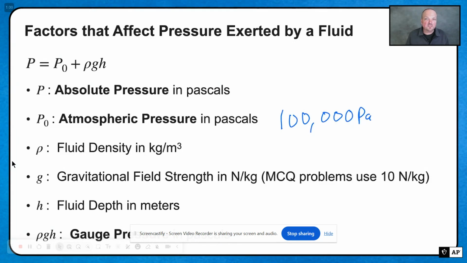Rho is the fluid density in kilograms per cubic meter. Gravitational field strength g is in newtons per kilogram. For MCQ problems, we just always assume that we're on Earth, so we're going to use about 10 newtons per kilogram. The h is the depth under whatever fluid you're talking about. And then finally, rho g h is our gauge pressure in pascals.